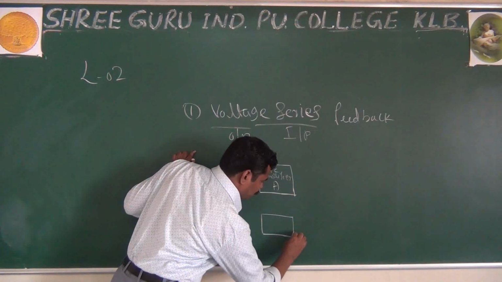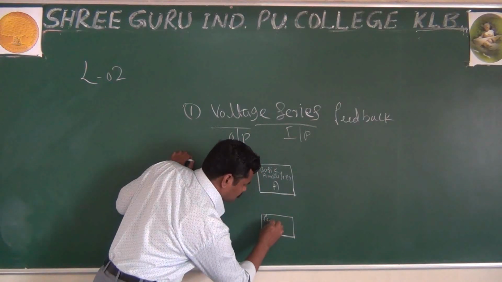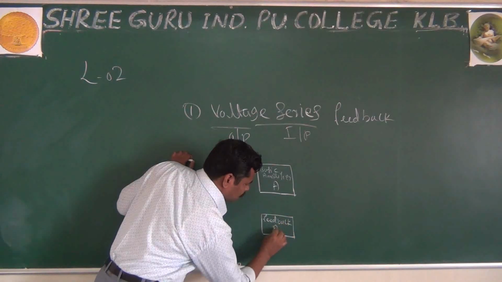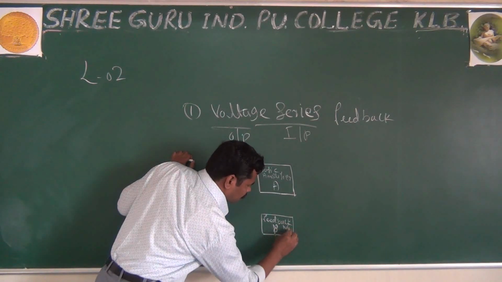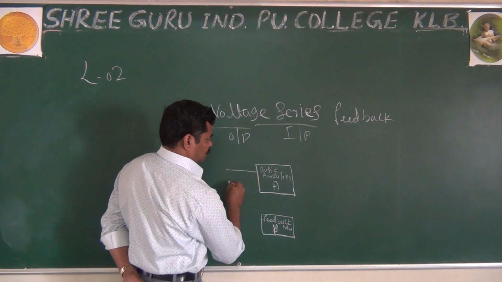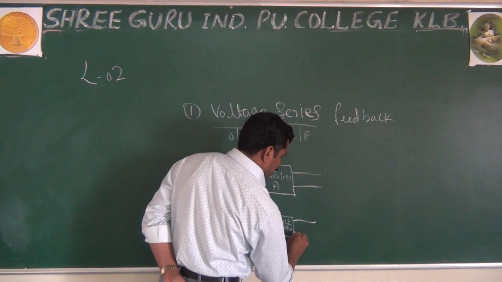These are the two important things. Feedback network, or you can say about beta, something called beta. It is called feedback network. And as we know, this is your inputs, this is outputs. Here also are inputs and outputs.